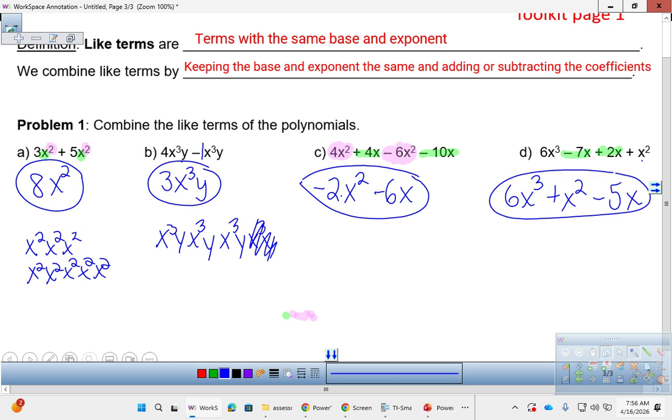A lot of times I have kids want to tell me that this is 8x to the 4th, right? They want to add the exponents too. You only add the exponents if there's a multiplication symbol in the middle. If it's addition, you're just keeping them the same.